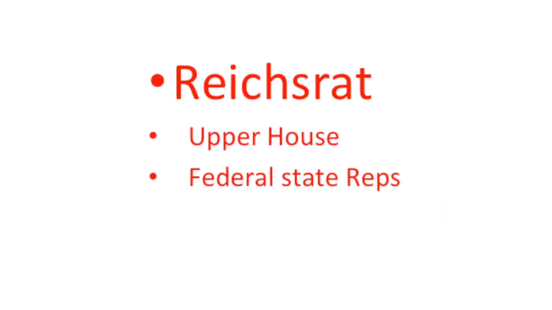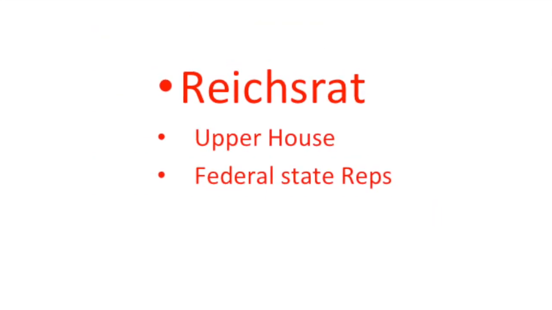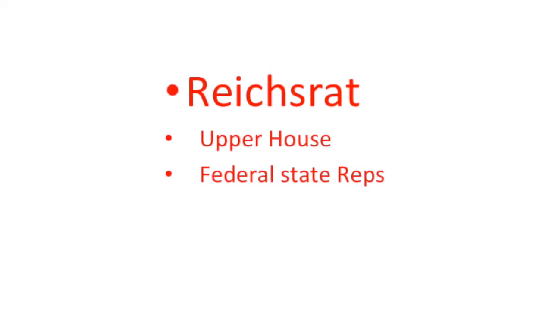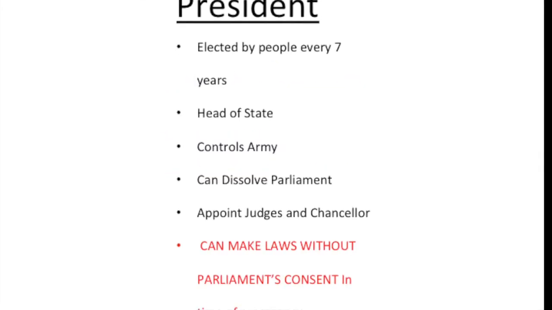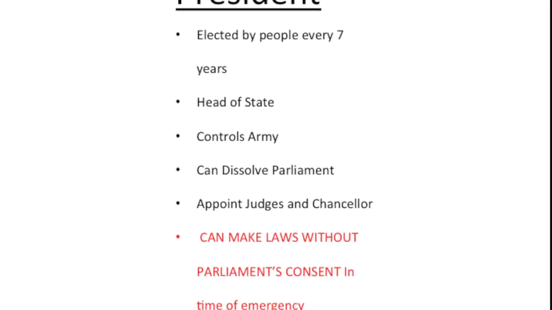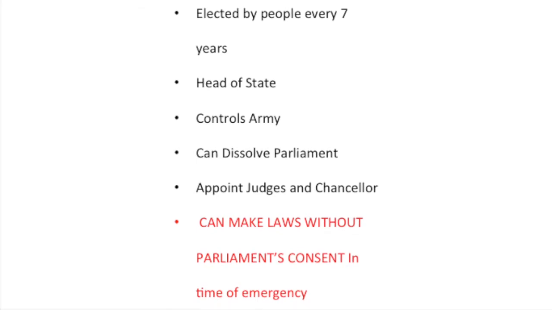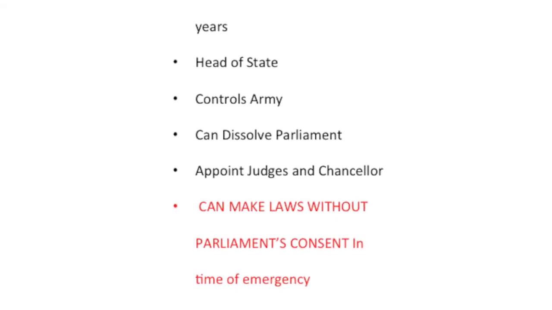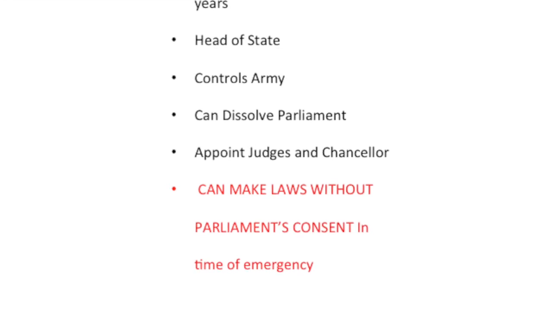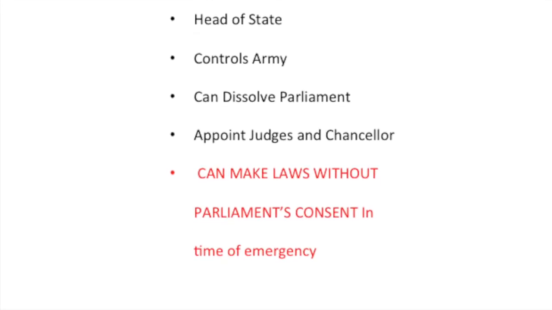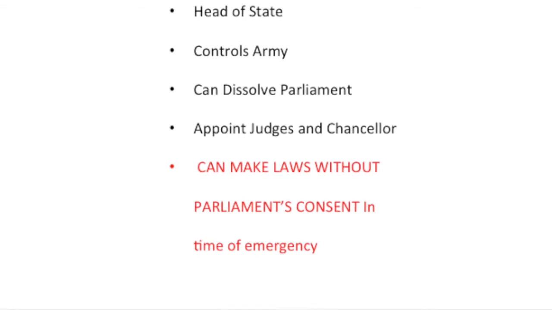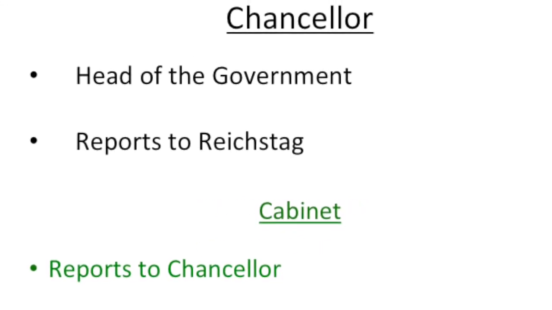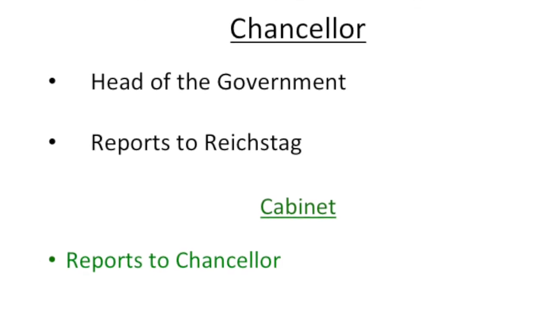The second part was the Reichsrat, or the upper house. This was where the federal state reps were. It's sort of like the Senate, or the House of Lords in England. Then there was the president. He was elected by the people every 7 years, was the head of the state, controlled the army, could dissolve parliament, appoint judges and the chancellor, and could make laws without the consent of parliament in a time of emergency, which is very dangerous since it's basically what a dictator can do. Finally, there is the Chancellor, who is the head of the government and reports to the Reichstag in Parliament, and underneath whom is the Cabinet. The first president of the Weimar Republic was Friedrich Ebert, while the first Chancellor of the Republic was Philipp Scheidemann.